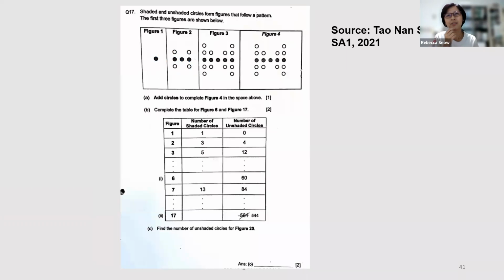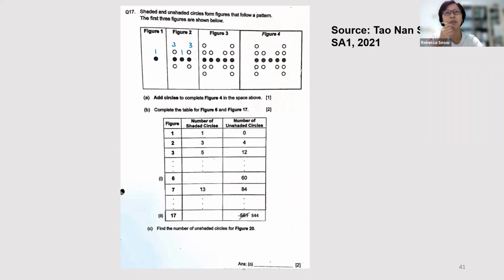On the other hand, we can look at the figures in another way. We can look at it vertically. So figure 1, when we look vertically, it's just one circle. Now figure 2, we have one circle in the middle, and moving one step to the left is 3 circles. One step to the right is 3 circles.